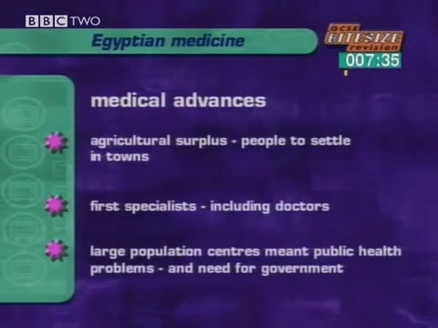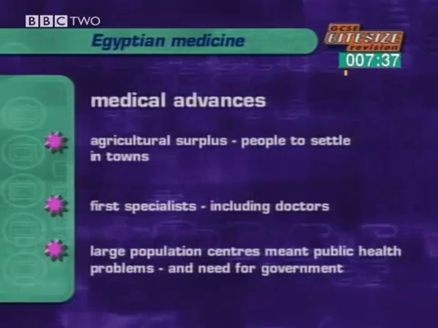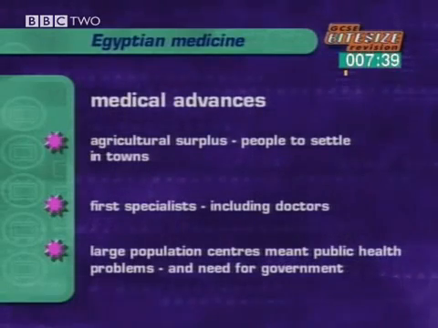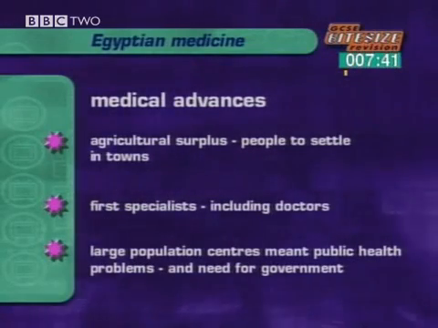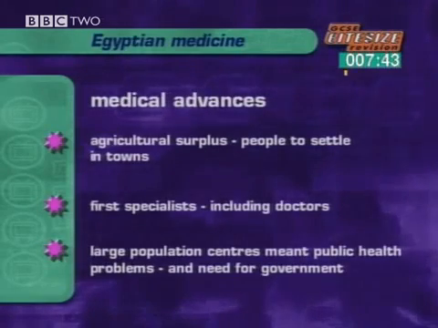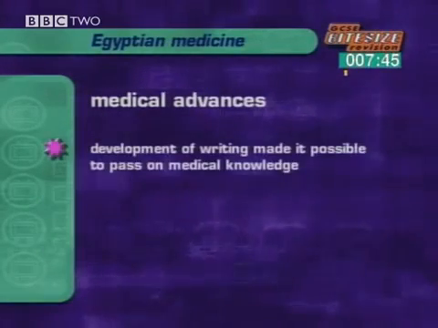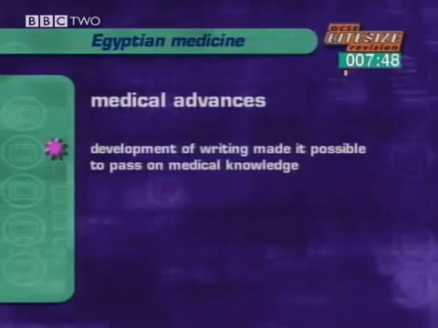Larger numbers of people living close together brought public health and hygiene problems and the need for strong government, the all-powerful pharaohs. Finally, the development of writing made it possible to record and pass on medical knowledge.